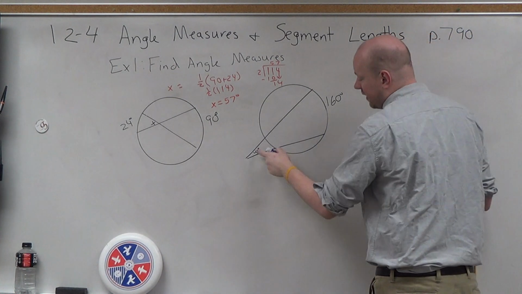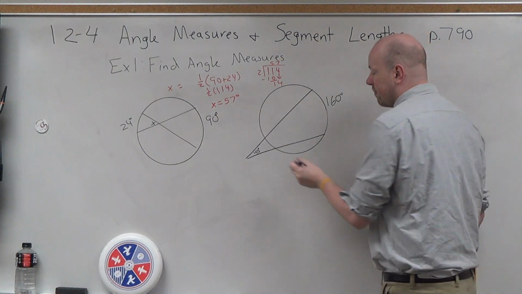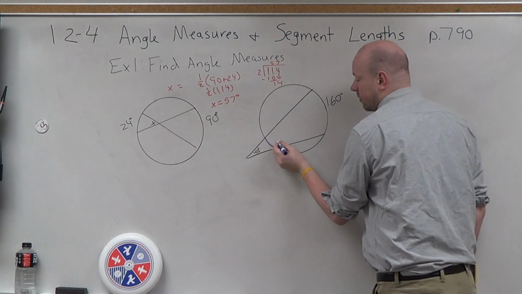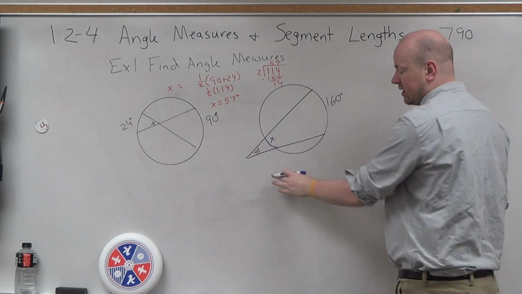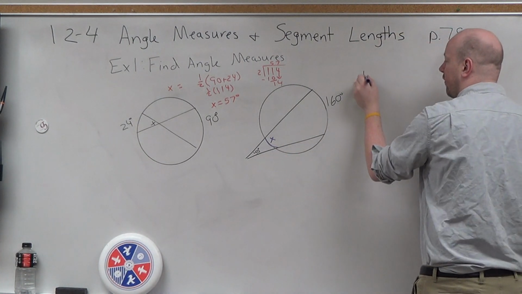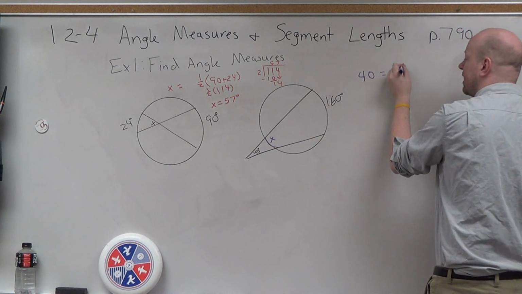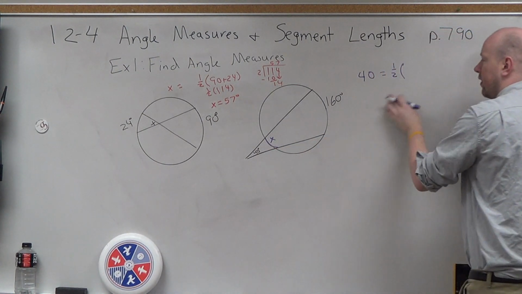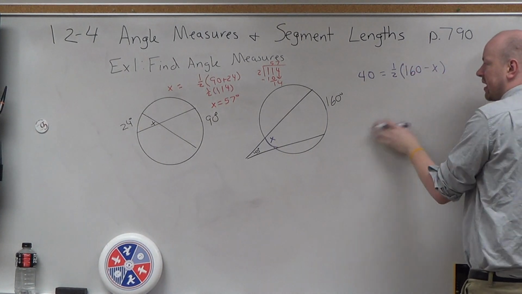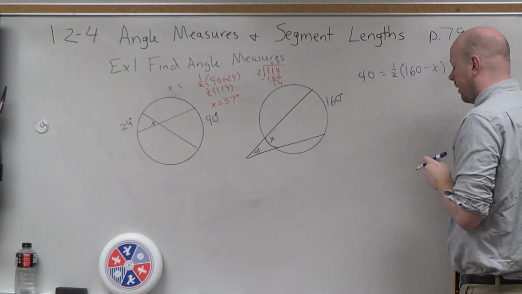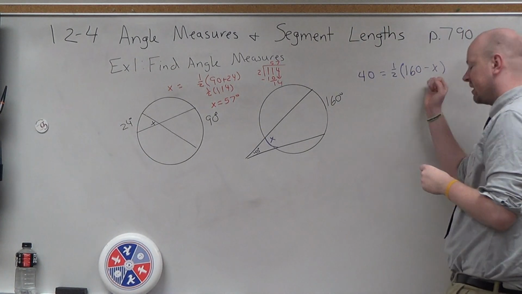Over here, if I know that this tiny little thing is 40, this is 160, well, the missing piece is right here. So again, my intersection occurs where? In this case, outside. So my 40, because that's my angle, is going to equal 1/2 the difference of those. So I get 160 minus x, because it has to be the difference. Okay, now this one's a little trickier, just because my variable's on this side.